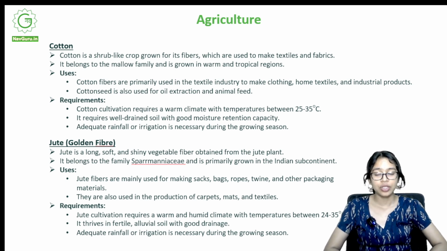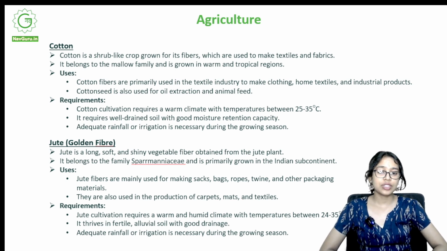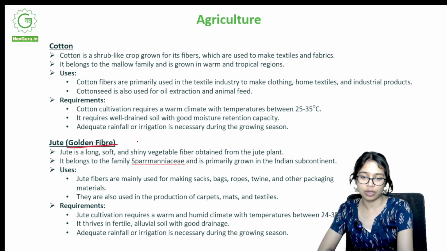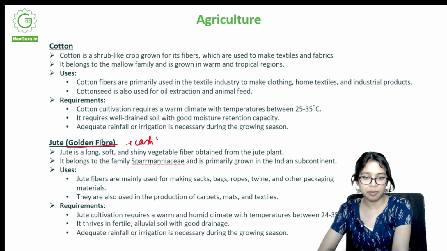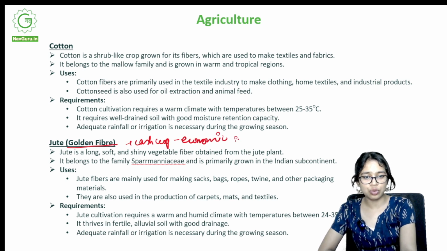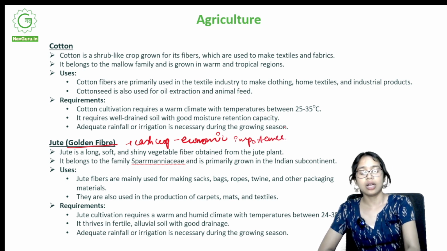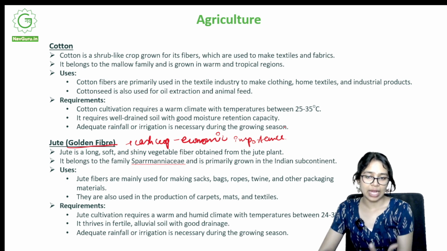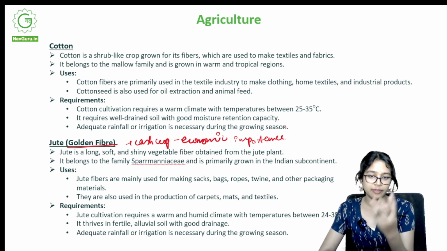Jute, the golden fiber. Jute is a long, soft and shiny vegetable fiber obtained from the jute plant. It is also known as golden fiber because it's an economical crop, as I mentioned, a cash crop. Hence, its economic importance. You must have heard of jute bags, jute clothes. So its economic importance makes it a cash crop, and hence it's called golden fiber.